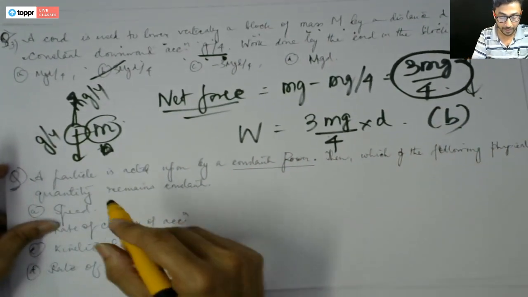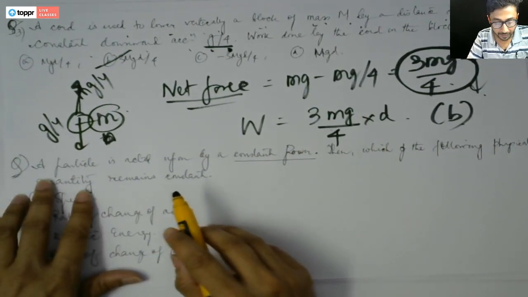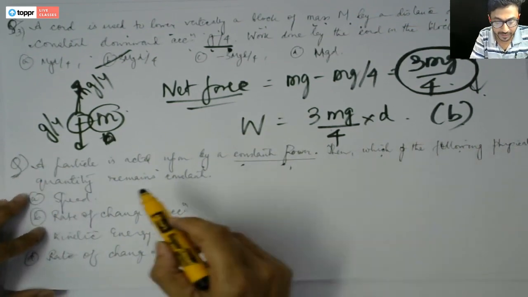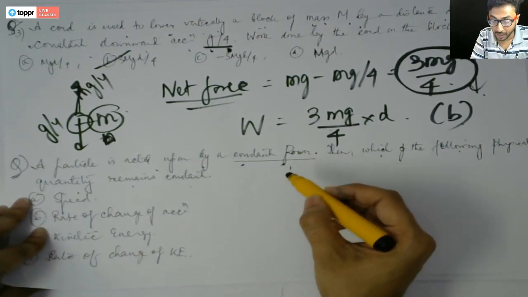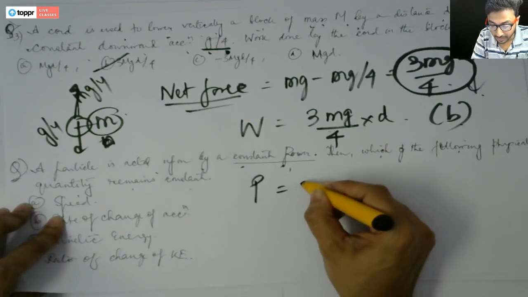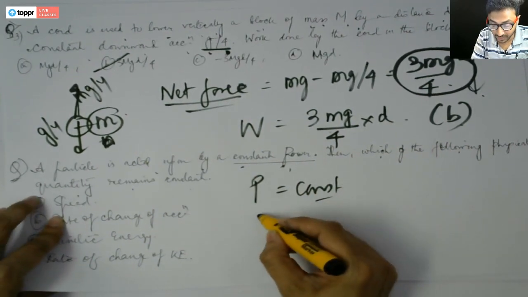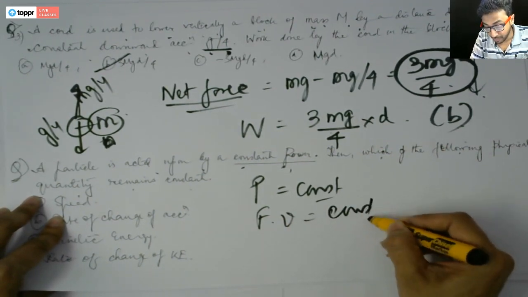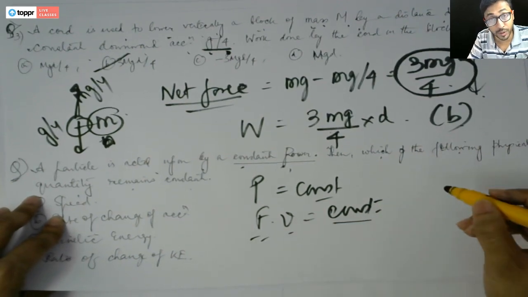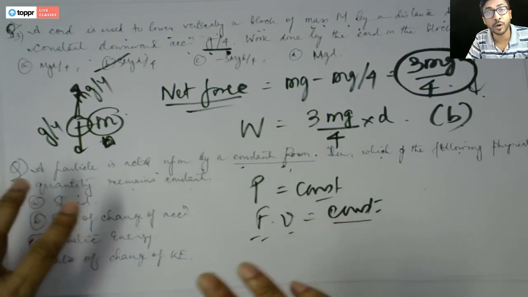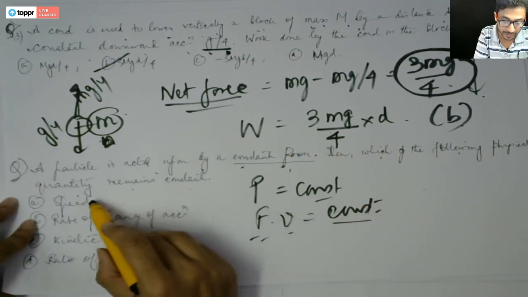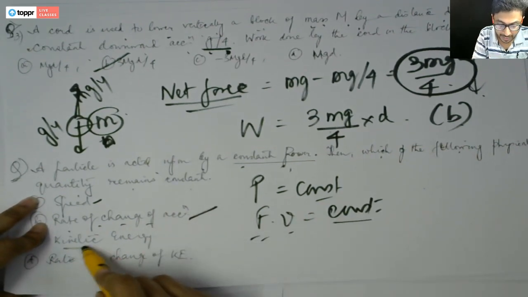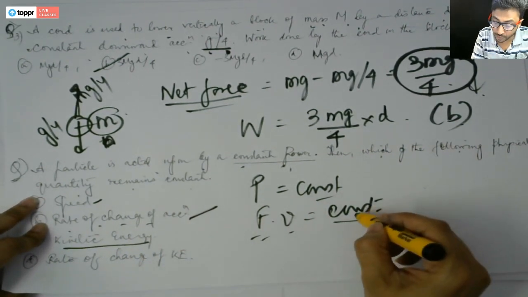Okay. Next question. A particle is acted upon by a constant power. Then which of the following physical quantities remains constant? Now power is constant means force into velocity is constant, but we don't know whether force or velocity or both are varying. Now let us try to see. Speed we cannot say. Rate of change of acceleration, that we also cannot say.